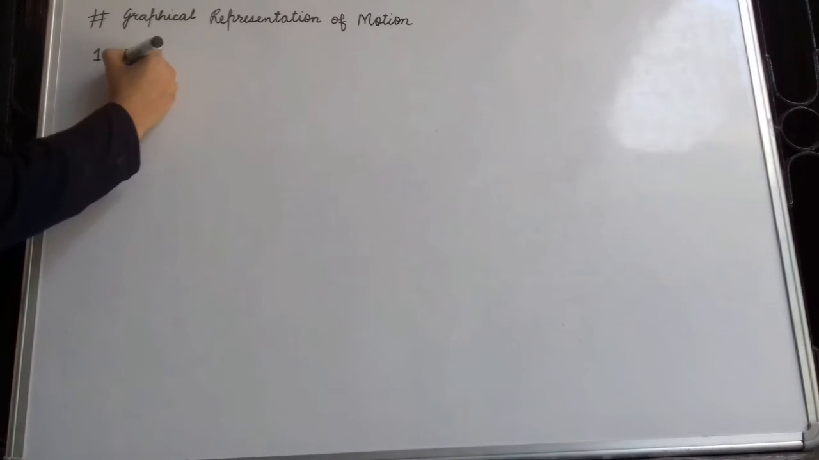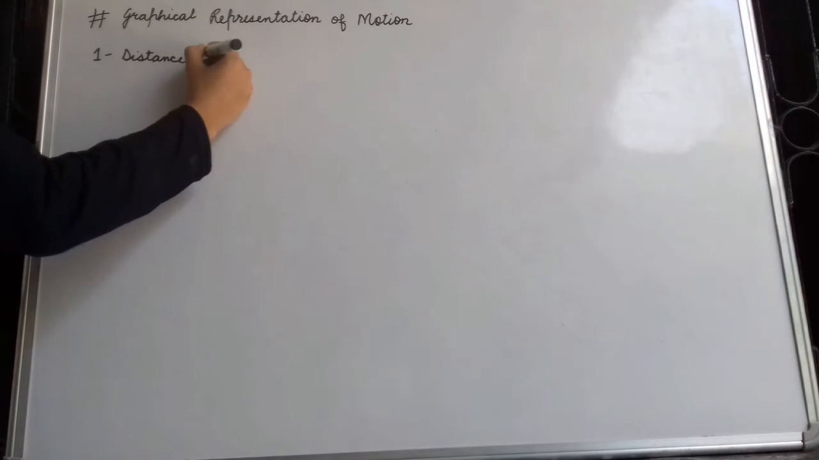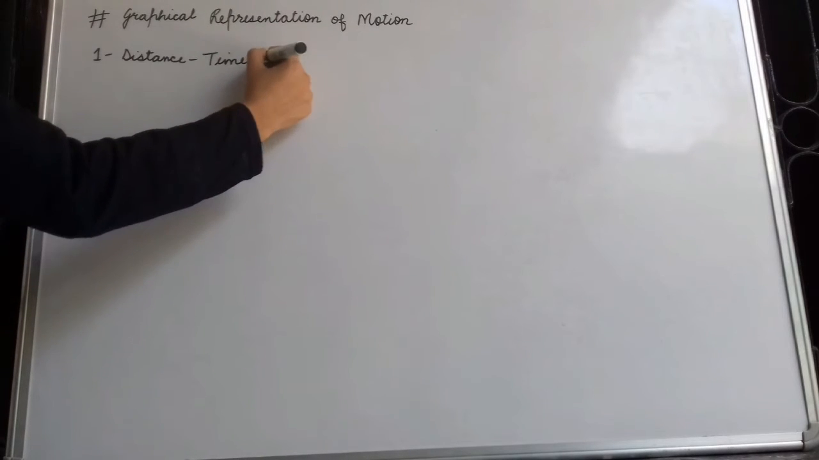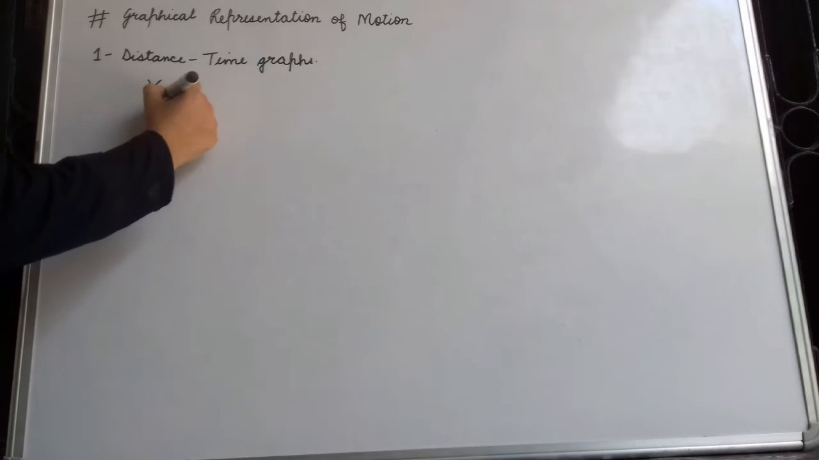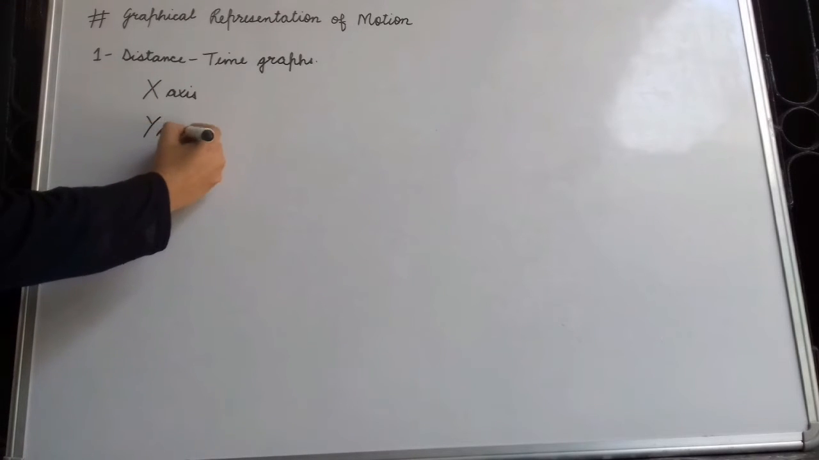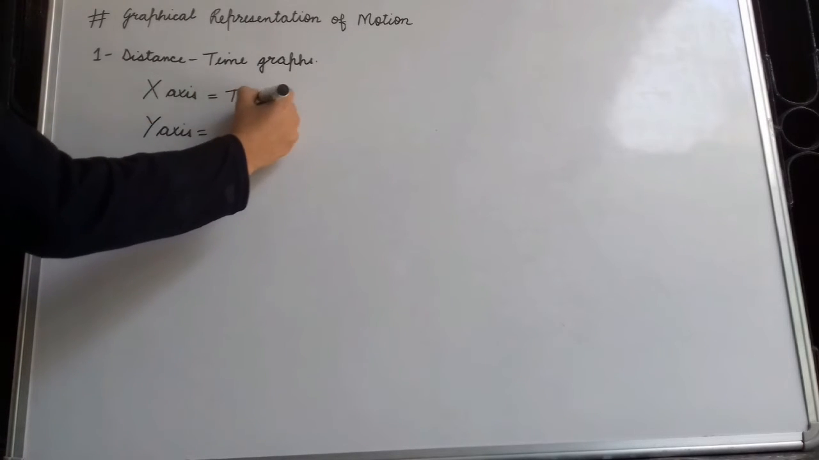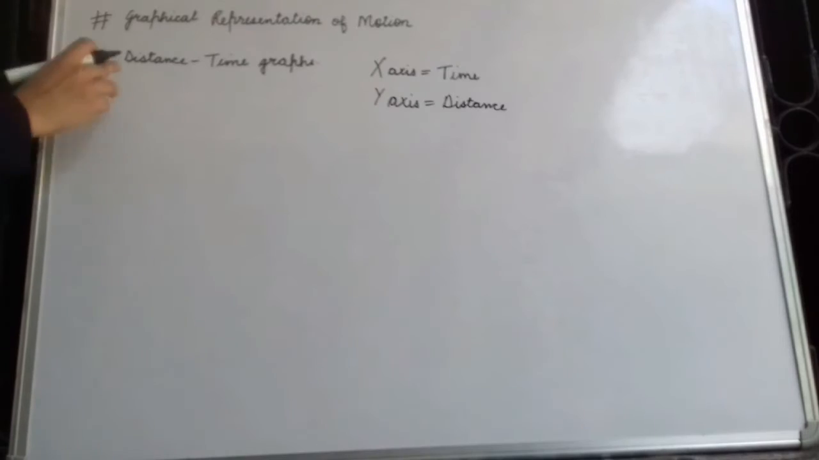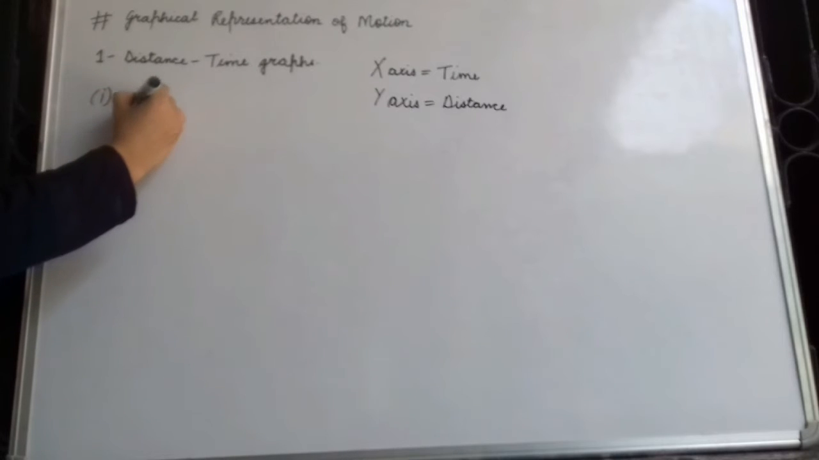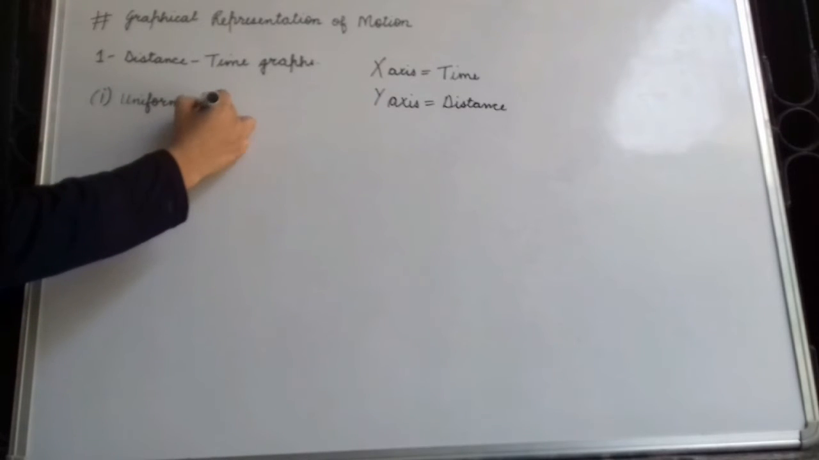Hey everyone, today we are starting graphical representation of motion. So the first type of graph is the distance time graph. A graph is composed of two types of axis, namely x-axis and y-axis. In a distance time graph, time will be represented on the x-axis and distance will be represented on the y-axis. So the first type of graph, the distance time graph, is of uniform motion.